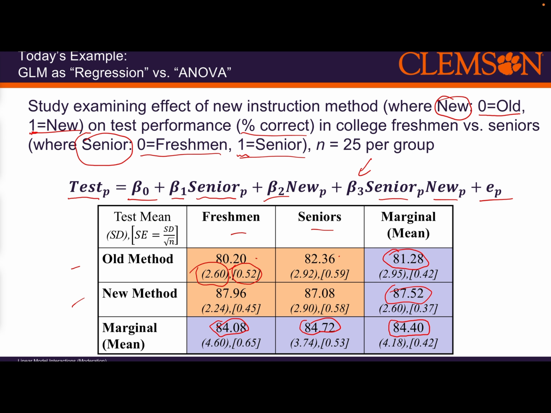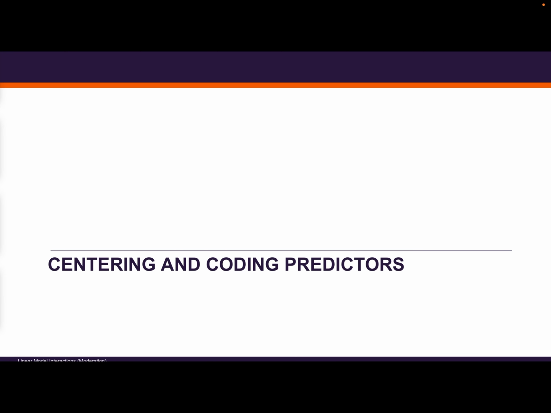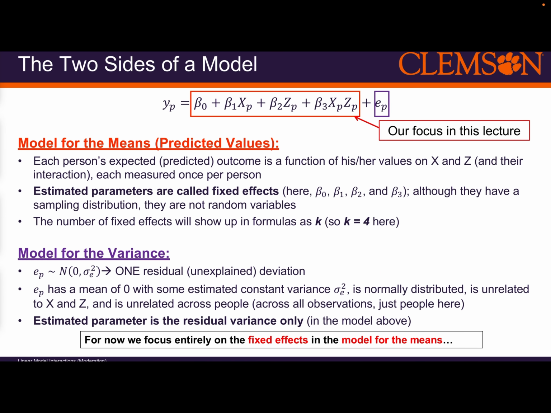Overall, on average, for this test across the sections would be 84.4. So let's talk a little bit about centering and coding predictors, because each of the predictors in this example were coded, right?